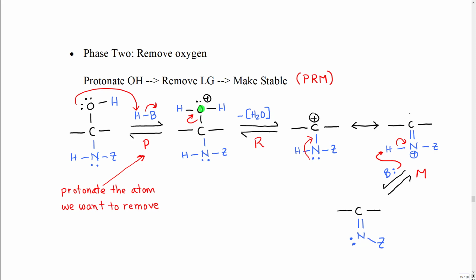We remove the water, get this intermediate. This intermediate has resonance, very similar to what we saw earlier. But when we do resonance here, we can actually make this intermediate, where nitrogen has a positive formal charge, more stable by deprotonating it because we have another hydrogen attached. So we deprotonate and we get C double bond NZ as our product.